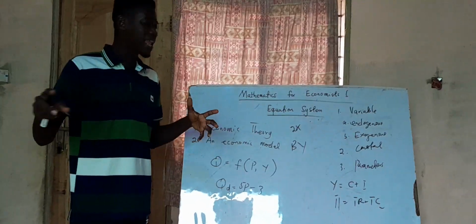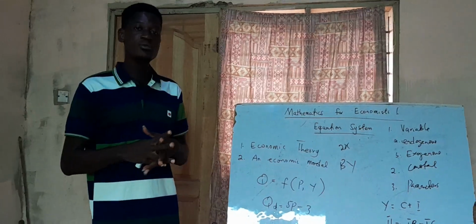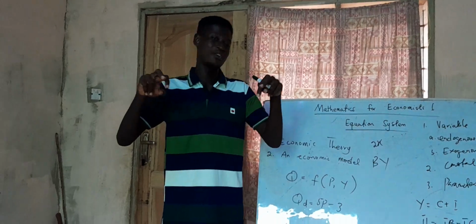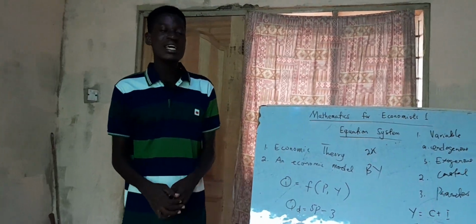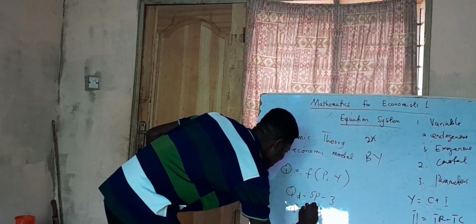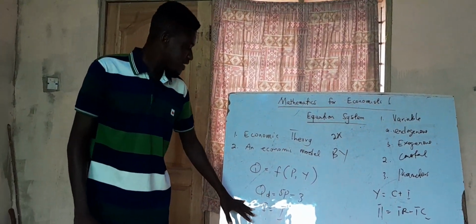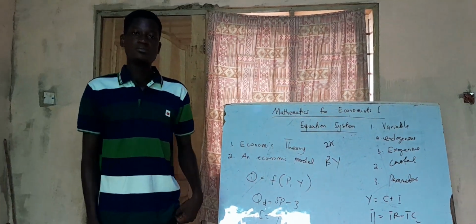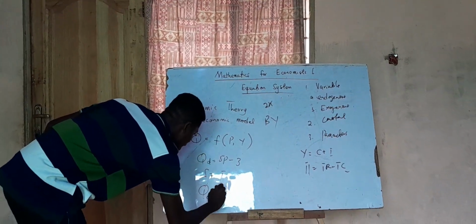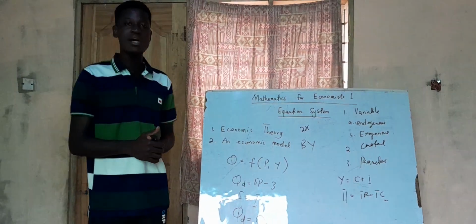Now let's look at the last part, known as the equilibrium condition. The equilibrium condition is very important when we want to establish an equilibrium between two items. We know that at equilibrium, our intended savings is equal to our intended investment. And at equilibrium, our quantity demanded is equal to our quantity supplied.